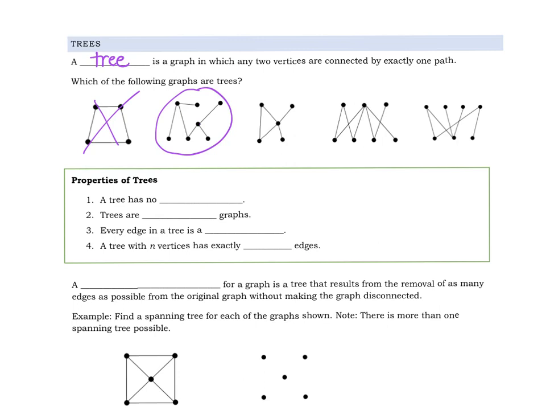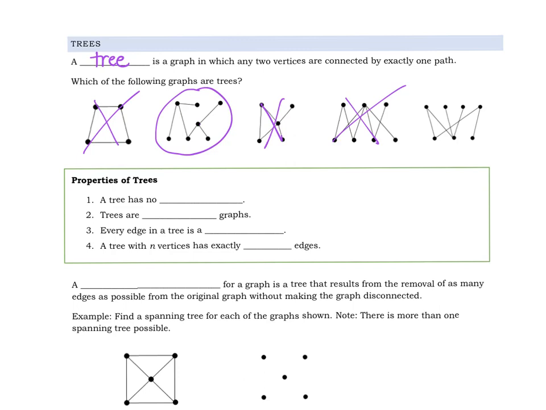Okay. The next one you'll notice here, we've got a circuit again. So there's more than one way to get to those vertices. You could go around clockwise, you could go around counterclockwise. We can't have more than one way, so that one is not going to count. For the next one, again, right in here, we've got a circuit happening. I can go around and around again and again. That is not allowed in a tree. Okay, so we're going to throw that one out as a possibility of being a tree.